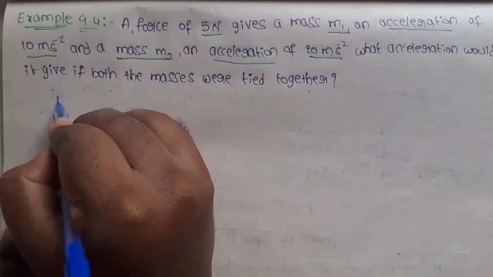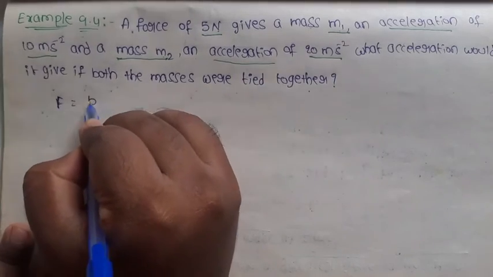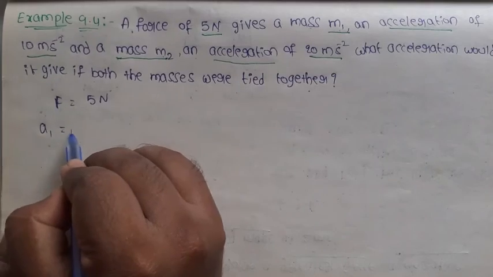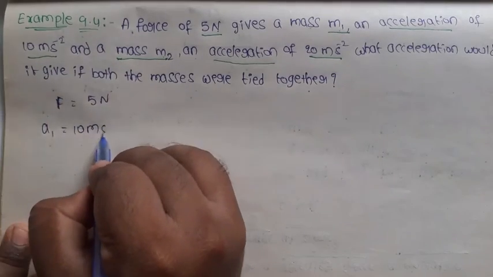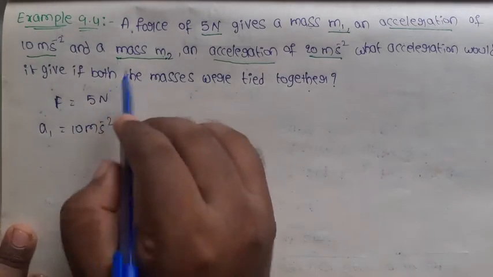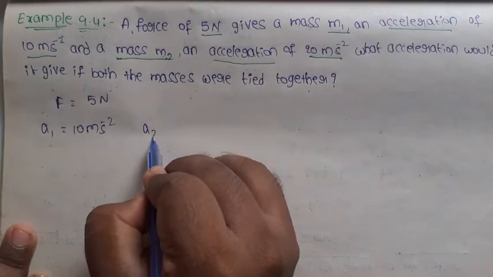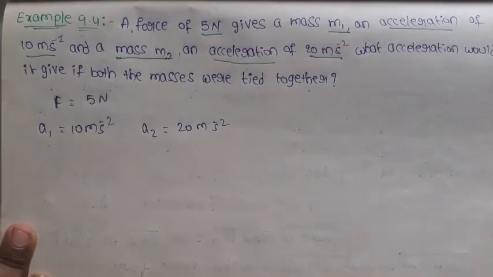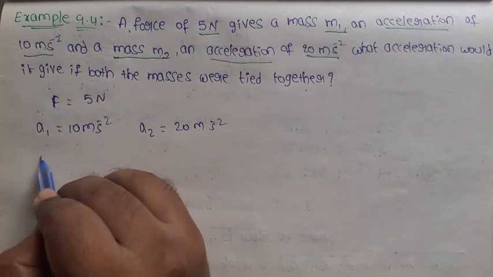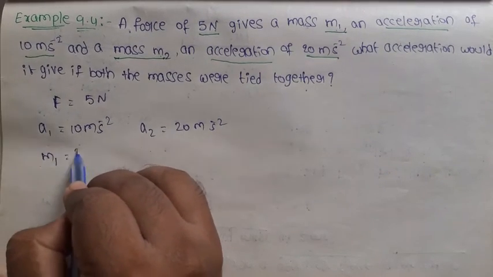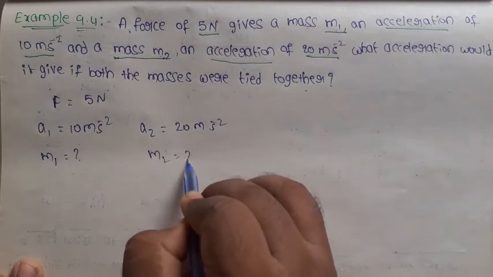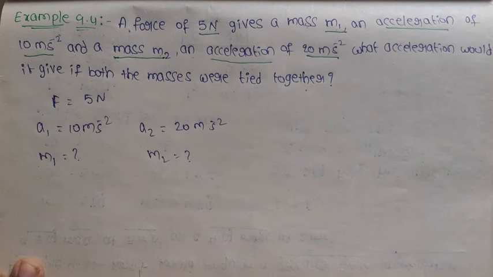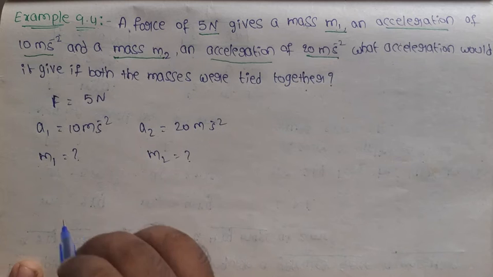So force F equal to 5 Newton, acceleration A1 equal to 10 meter second square. Next, acceleration A2 equal to 20 meter second power minus 2. So here we are going to find m1 mass, m2 mass, but both bodies having equal force 5 Newton.